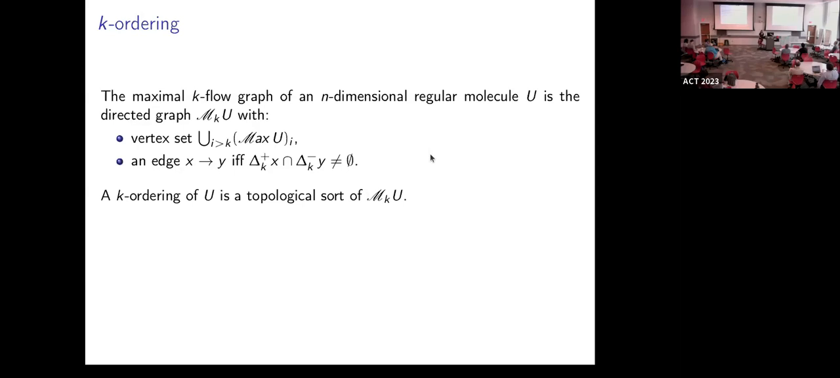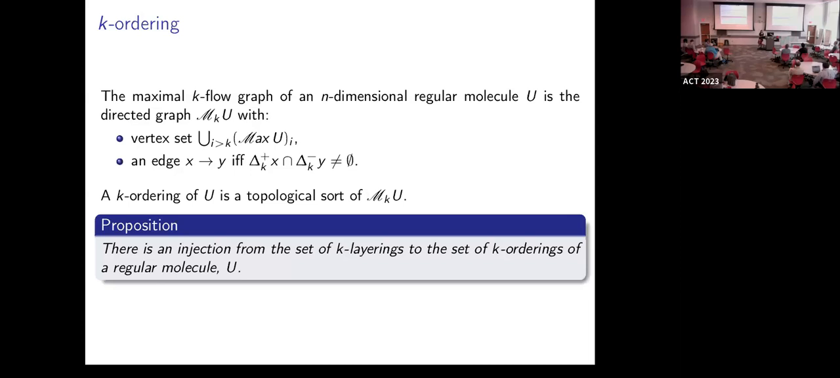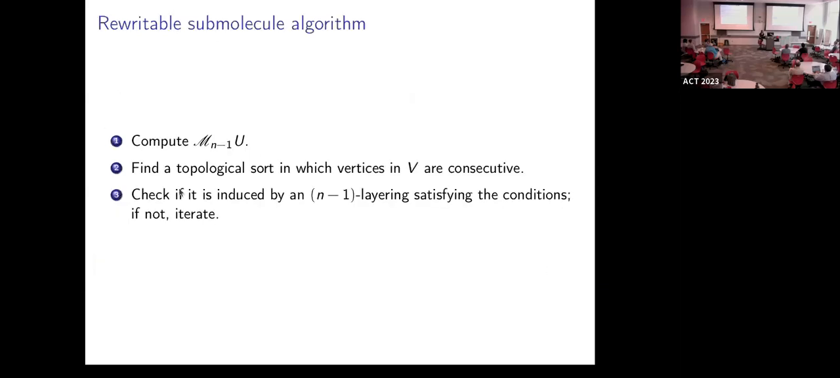And we have a relation between k orderings and k layerings, namely there is an injection from the set of k layerings to the set of k orderings of a regular molecule U. And by this I mean that a k layering uniquely determines a k ordering, but the converse is not true in general. So now we can give a more detailed description of the algorithm, and it follows the following steps roughly.